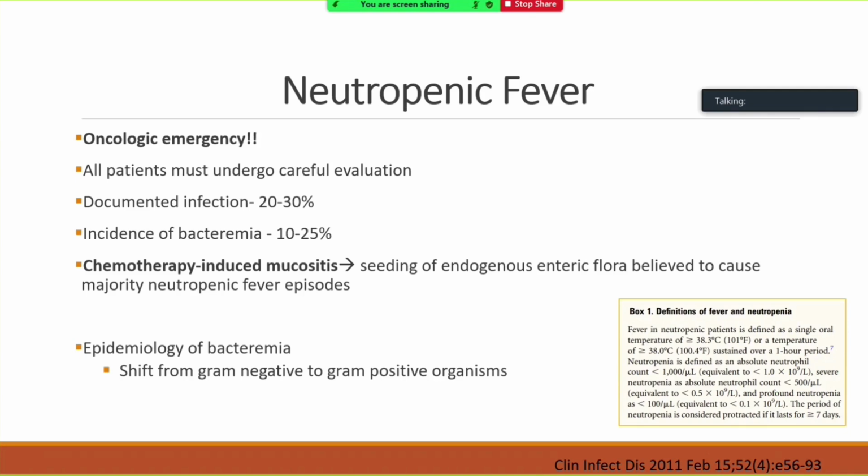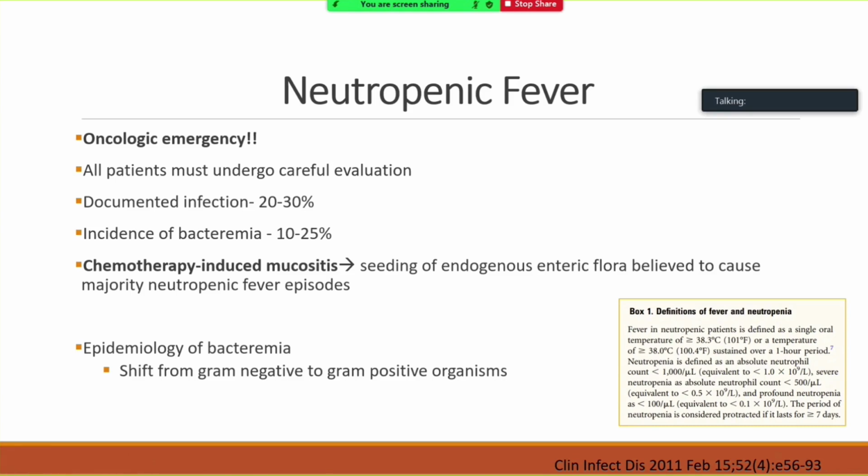When they looked at neutropenic fever patients, the incidence of bacteremia in these patients is up to 25%. So potentially it's every fourth patient. And the infection is documented in 20 to 30% of these patients. I will briefly remind you of the definition of febrile neutropenia.